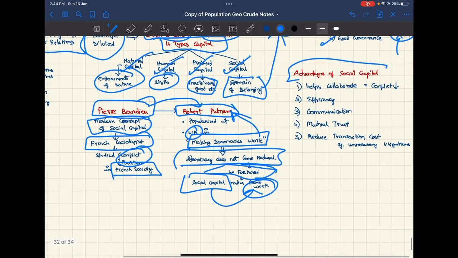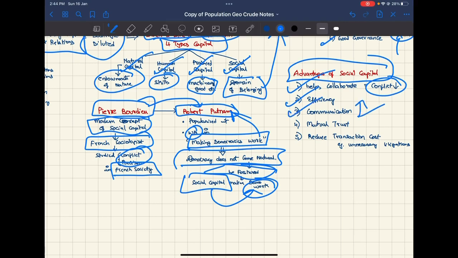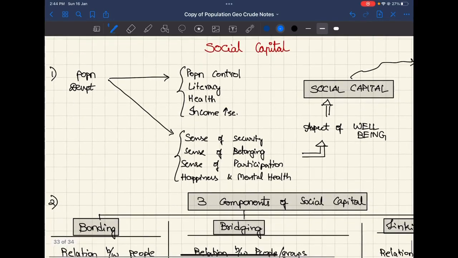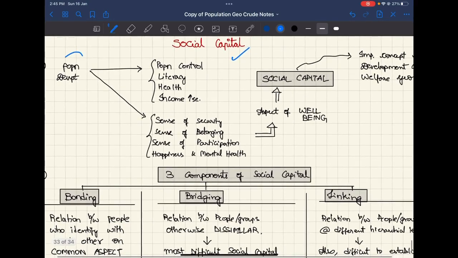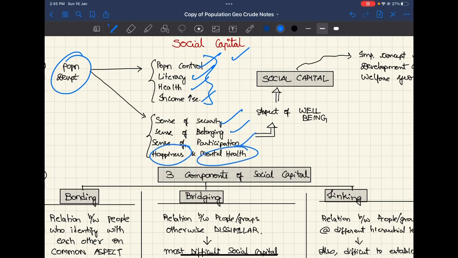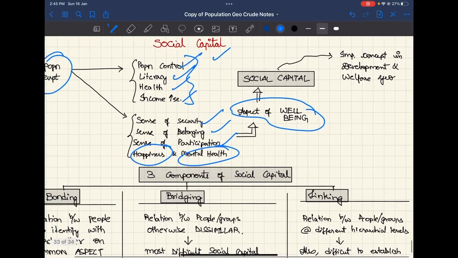Some of the advantages of social capital are that it helps us collaborate, therefore conflict will reduce. It makes us more efficient, communication becomes efficient, and mutual trust is developed. It reduces transaction costs, because if there is trust, unnecessary litigation will be reduced. Population development, earlier third, meant population control, literacy, health, etc. Now this has widened to include sense of security, belonging, participation, happiness, mental health, etc. So this is the aspect of well-being, a very important theme in development and welfare geography.